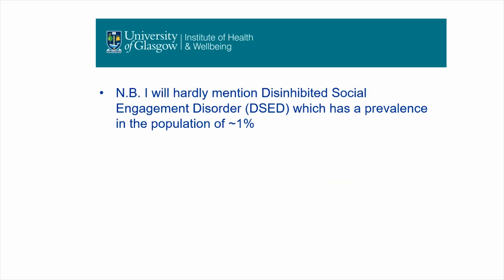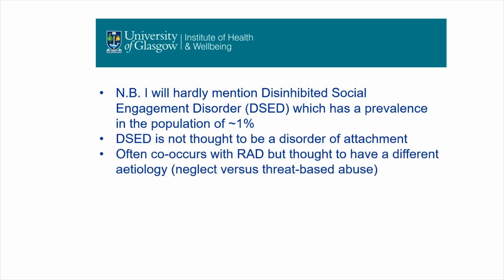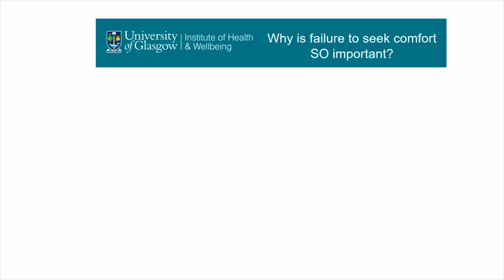So I said I would hardly mention disinhibited social engagement disorder, which is the other so-called attachment disorder, because it isn't actually thought to be anything to do really with attachment. But I mention it briefly because it often co-occurs. But back to reactive attachment disorder, why is failure to seek comfort so important? Well, I think there's emerging evidence that if it's untreated, there might be really quite terrible long-term consequences.